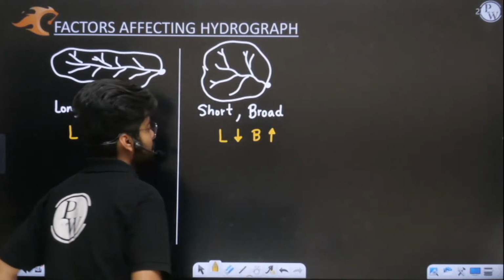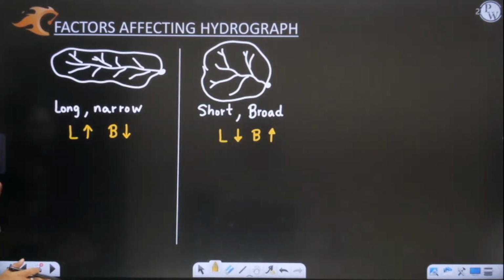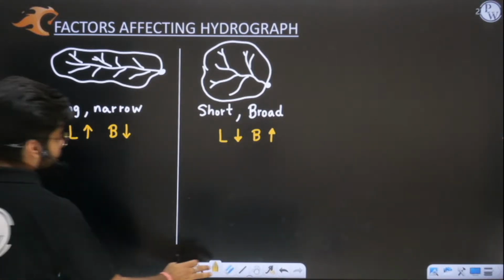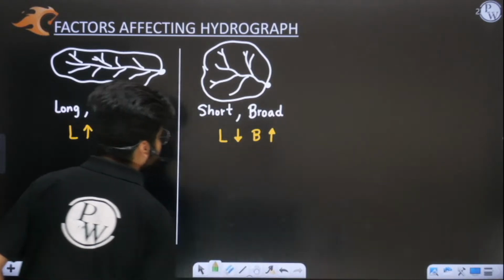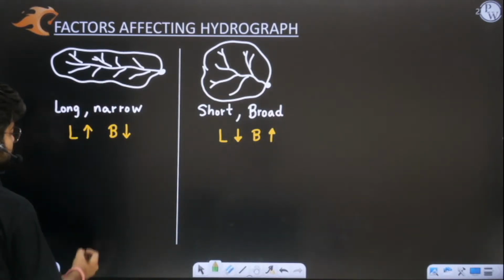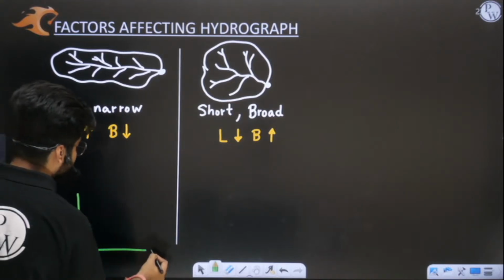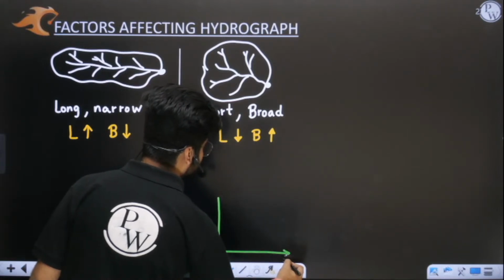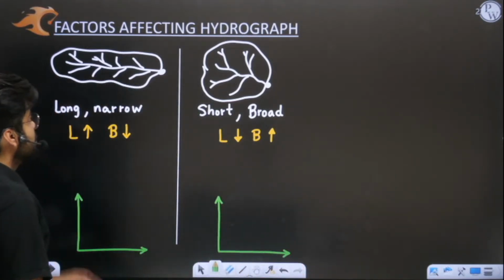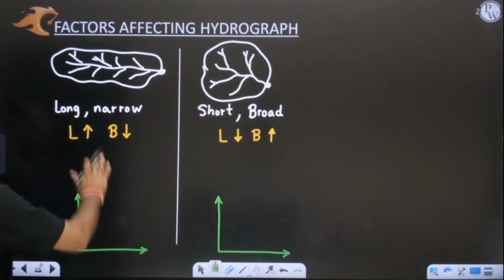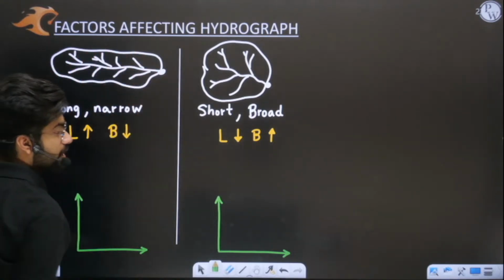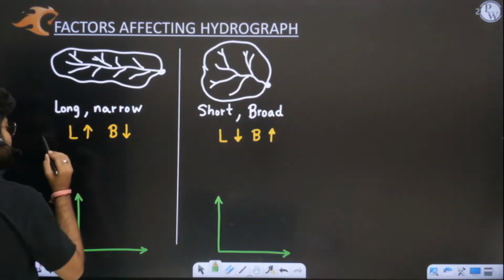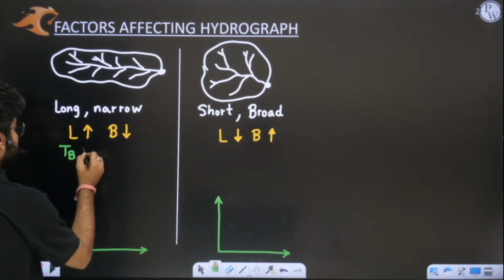Yes or no? So we have these two cases. Can you guess where we will have more peak discharge, and where we will have less peak discharge? Try to guess. Sir, a long catchment area will take too much time to reach the outlet. So I will say that in this case, base time will be more.